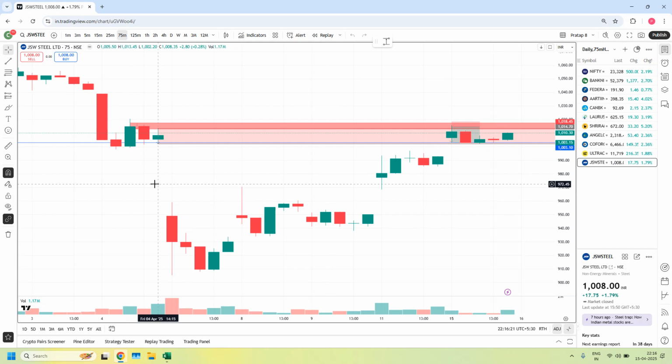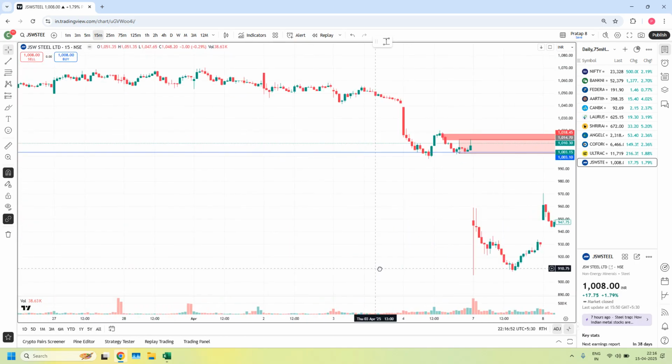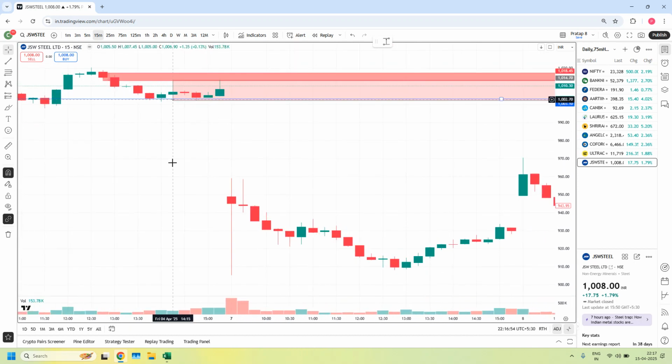Okay, this is a 75-minute zone identified by our software as a drop, base, drop. Drop, base, drop, it identified. And this 75-minute zone we need to fine tune with the 15 minutes time frame, but unfortunately 15-minute zones are not available here.